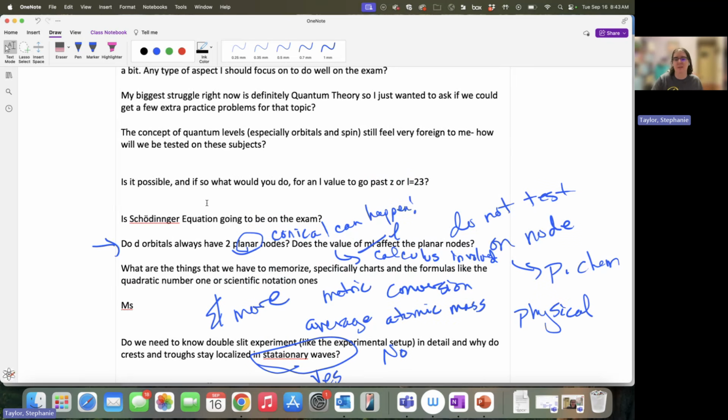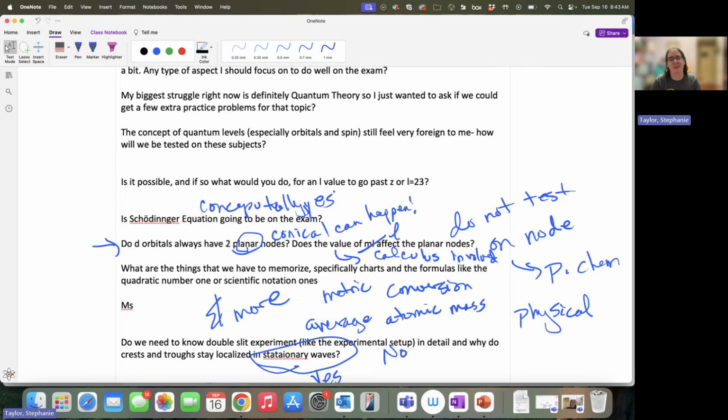Is the Schrodinger equation going to be on the exam? I'm going to put conceptually yes, because quantum numbers are all from the Schrodinger equation. But you don't calculate the Schrodinger equation, unless you count quantum numbers as calculating it, which it's not really, because the Schrodinger equation is calculus, but all the quantum number stuff comes out of the Schrodinger equation. So maybe. I'm just going to say yes.